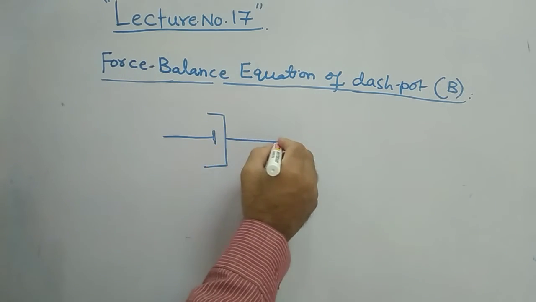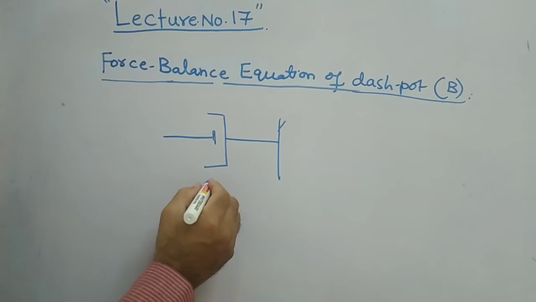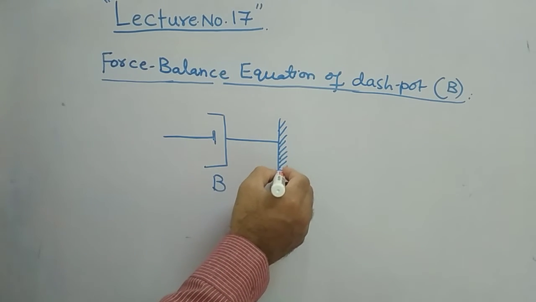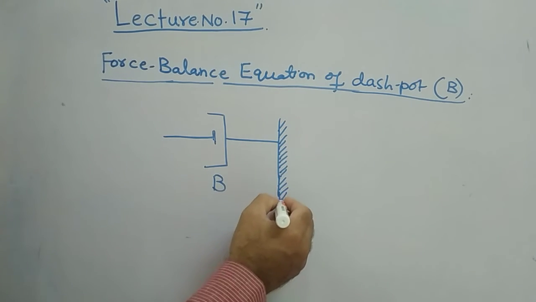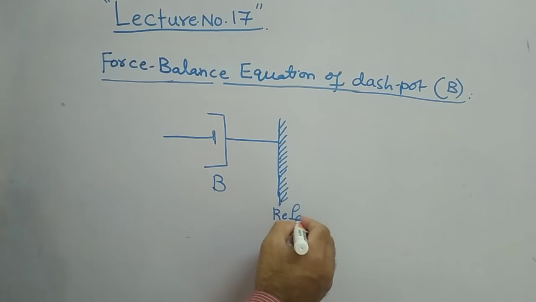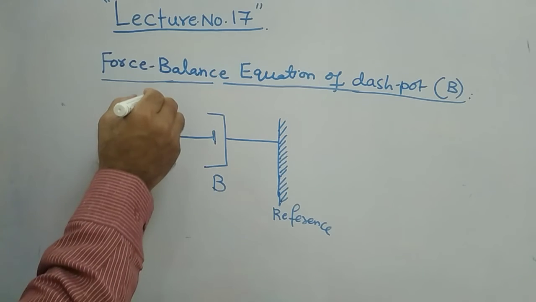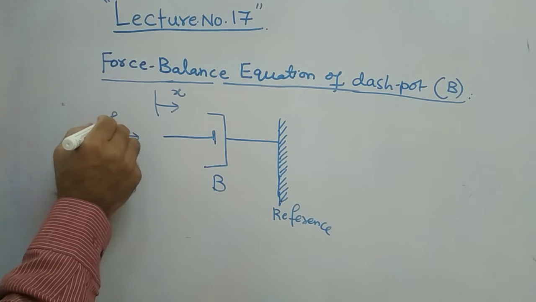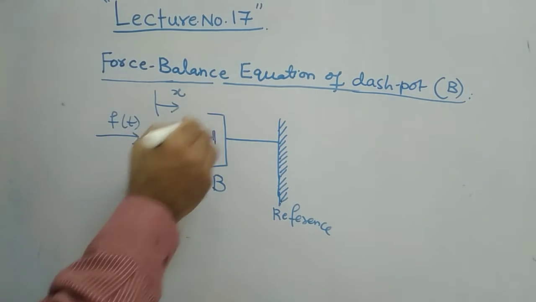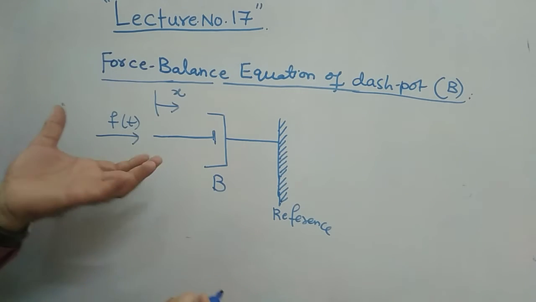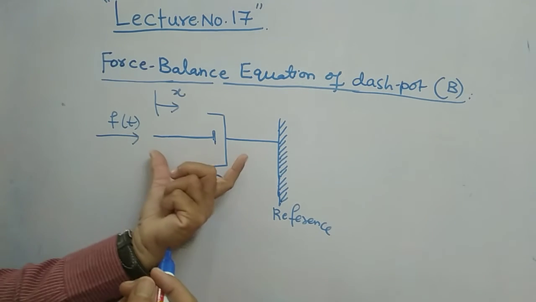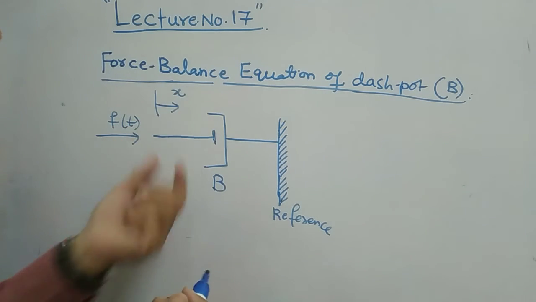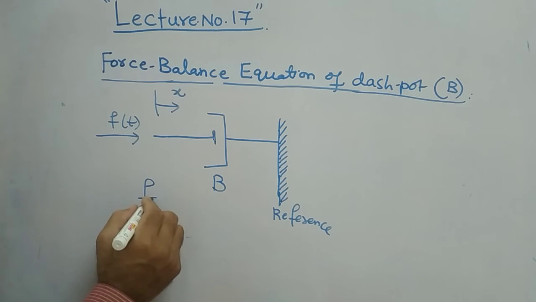Say for example, this total is called the dash pot, and one end of the dash pot is connected to a reference. Let us assume this is the reference, this is B, and it has some displacement. Assume that some f of t is applied on this dash pot. Then the dash pot will also offer an opposite force, which is nothing but fb.